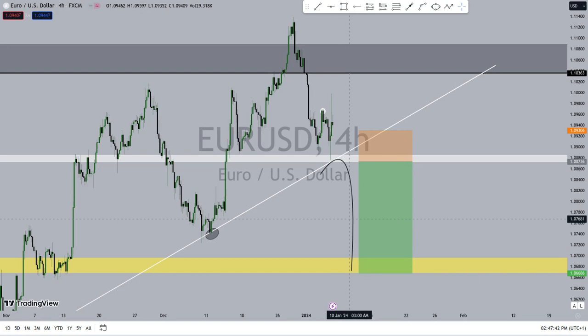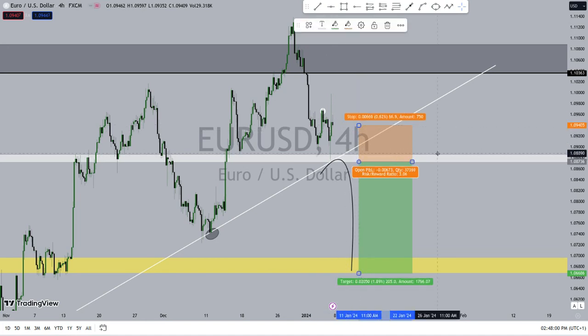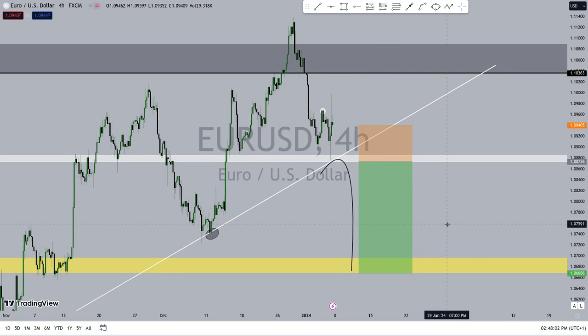Why are we shorting Euro USD? When price came, it gave us a stop hunt, traded below this bar, with multiple rejections. And now this is a major trend line. Once we see price break below this major trend line and come to retest it, then we should be short on Euro USD.